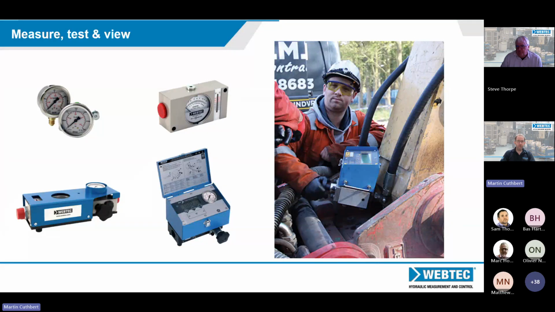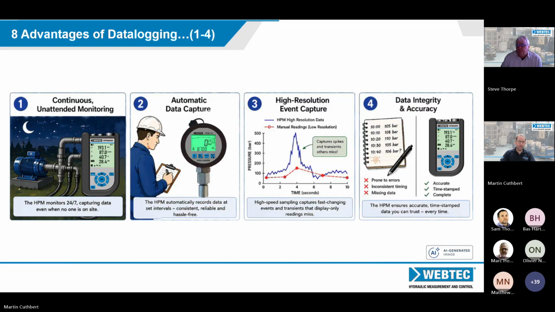So what do data loggers do for you? Well, they take you a step further. When we brainstormed the advantages of data logging over what I've just shown you in terms of just viewing data, we came up with 8 things. And here are the first 4. You've got the advantage of continuous unattended monitoring. If you want to carry out a test and you don't have a data logger, you've physically got to be there to carry that out. So the first example there, you could connect the data logger to a sensor and leave it there 24/7, and it will just monitor the system and then capture data when required.